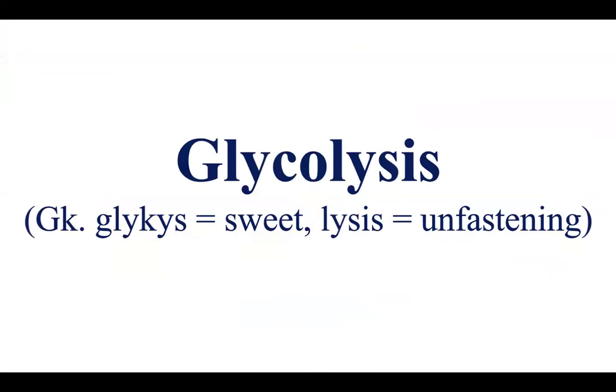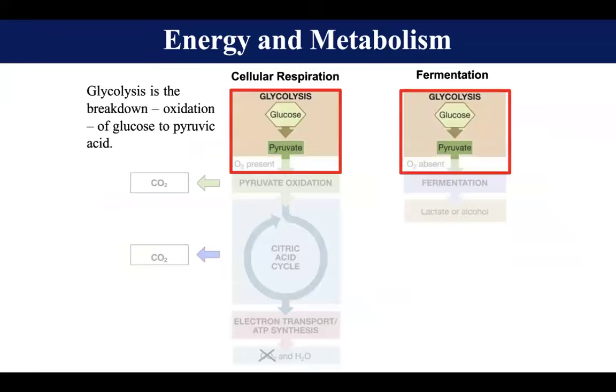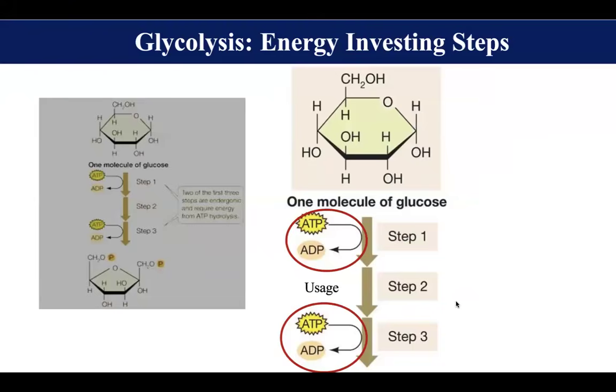Now we're going to talk about glycolysis, which is the first step of cellular respiration. Glycolysis is the breakdown, also known as the oxidation, of glucose to pyruvic acid or pyruvate. As you see here, you have one molecule of glucose, and two of the first three steps require ATP. So they're using energy from ATP hydrolysis in order to convert glucose into pyruvate.